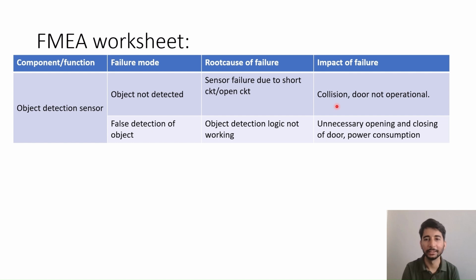And the impact of this failure can be that people can collide with the door as it is not opening, and people will expect that the door should open as they approach. And the second is that the door will not be operational. People will have to take some other path.